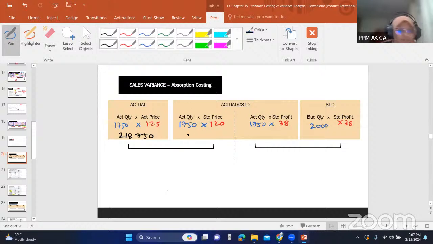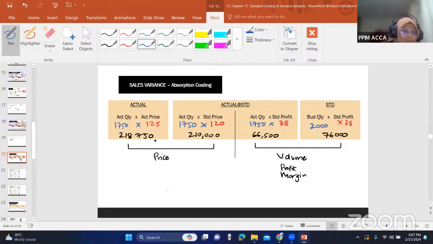Right, so let's get the answers here. 1,750 into 120 will be 210,000. 1,750 into 38 will be 66,500. 2,000 into 38 will be 76,000. The first one is called the sales price variance and the second one is called the volume profit margin variance. Okay. Let's get differences. 218,750 minus 210,000 is 8,750. Here 66,500 minus 76,000, 9,500.